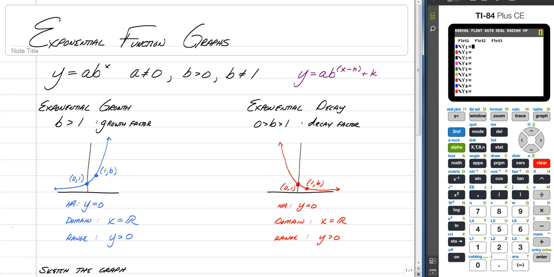If b is greater than 1, you have exponential growth. If b is less than 1, but still positive, so we're talking fractions, 1/2, 2/3, 3/4, that's exponential decay. So if it's between 0 and 1, that's exponential decay. If you have 1, then you're just multiplying everything by 1 and you're back to a linear function. Okay? So what are these graphs going to look like?